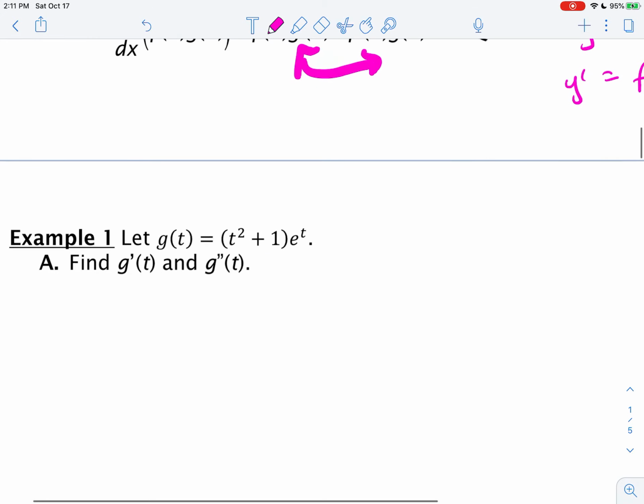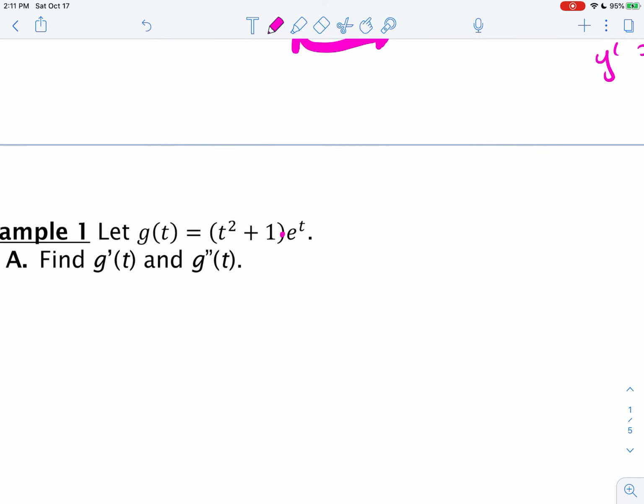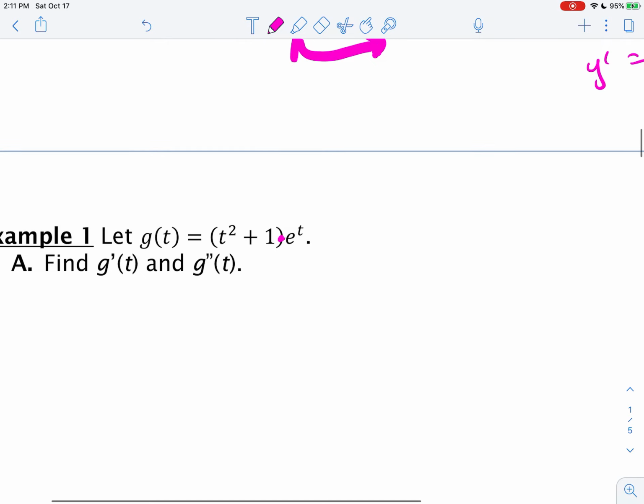Okay, so let's take a look at this example. g of t is equal to t squared plus 1 times e to the t. And so I see a product right here. Okay, and I see my f times g.